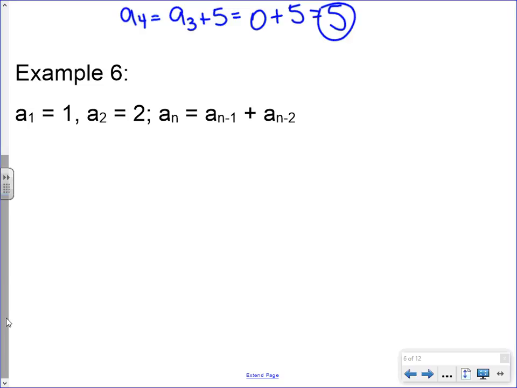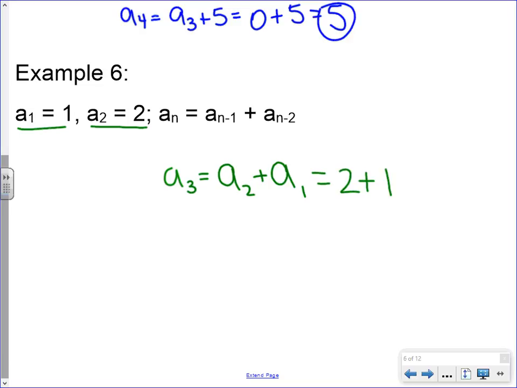Okay, so you started working on this example 6. They have given you the first term and the second term, and then our recursive definition looks a little different. They had to give you 2 terms because this sequence is based on the 2 previous terms. So we have the first, we have the second. If we go to find the third term, n is 3, which means n minus 1 would be 2, and n minus 2 would be 1. So our third term is the second term plus the first term. Second term is 2, first term is 1.